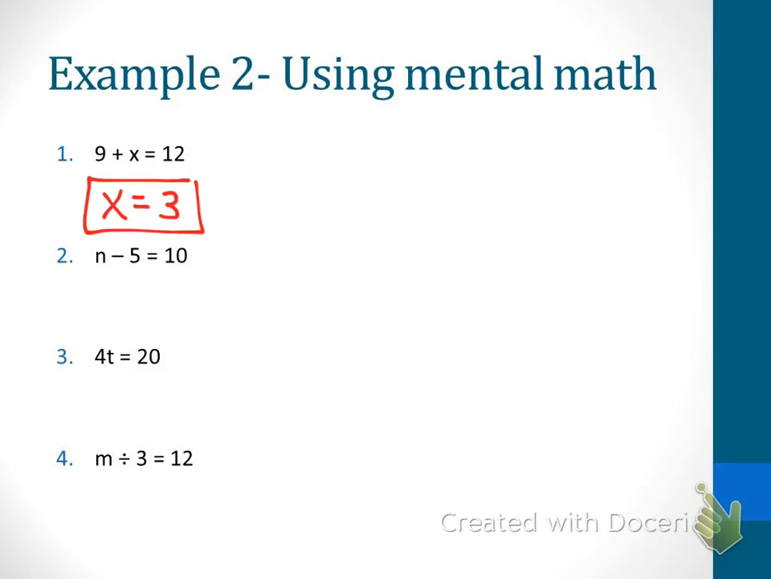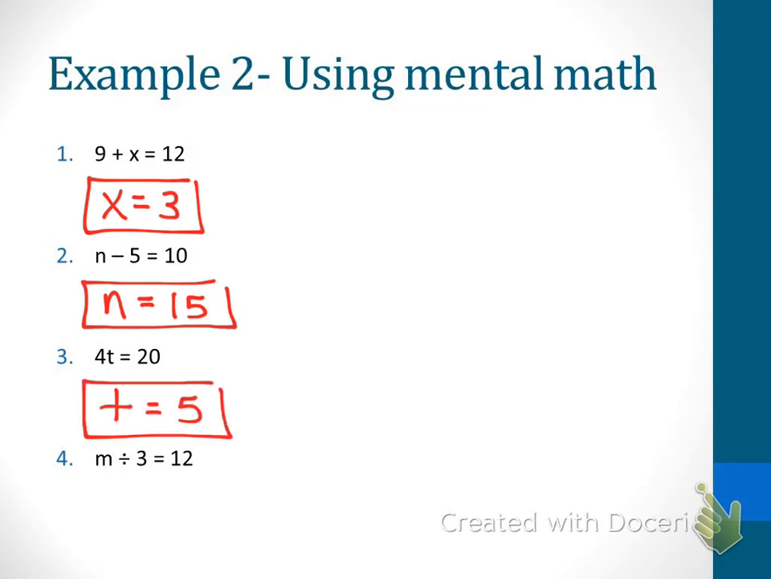Number 2, n minus 5 equals 10. So now I ask myself, what number minus 5 equals 10? What would the answer be? Brandon? 15. Very good. So I would say n equals 15. 4 times what number equals 20? Brandon? 5. Very good. 4 times 5 equals 20, so t equals 5.